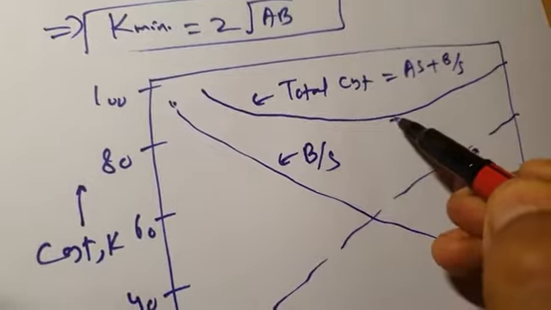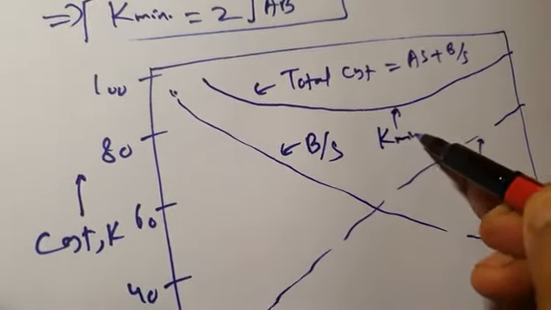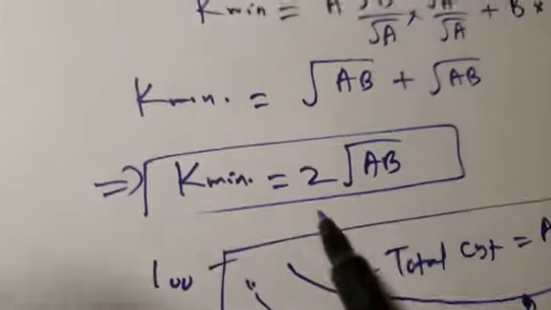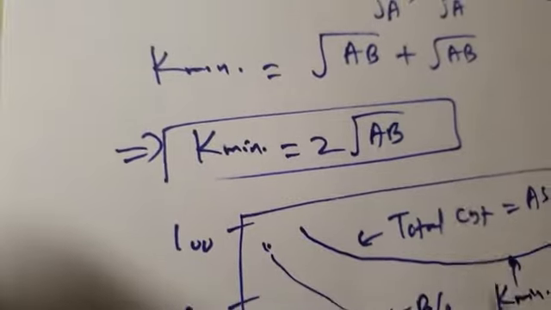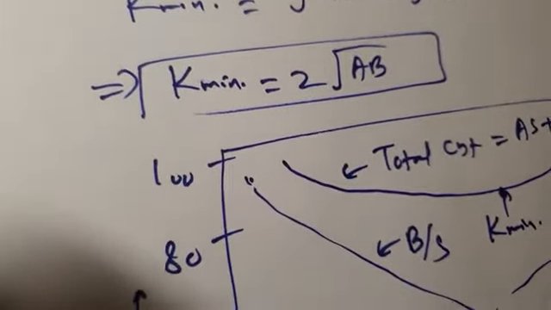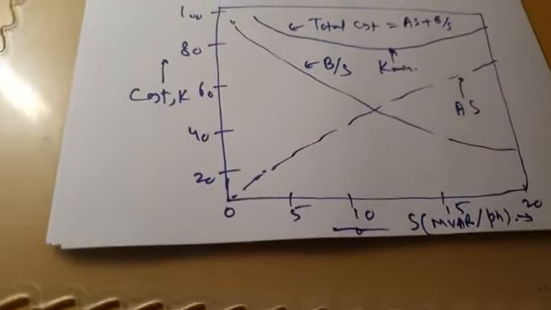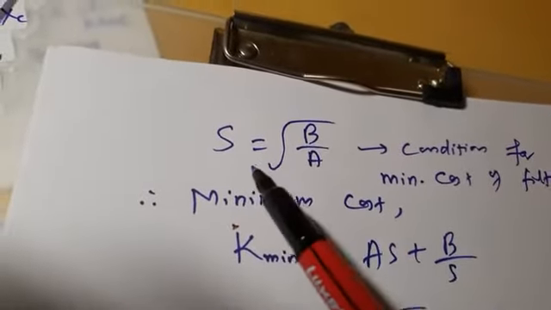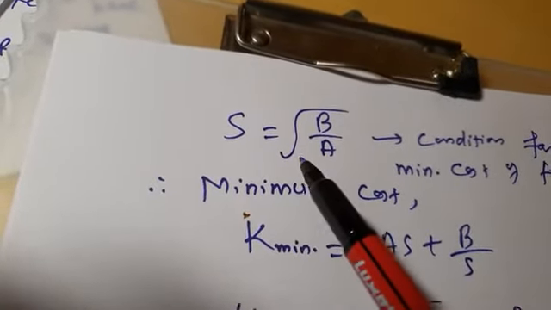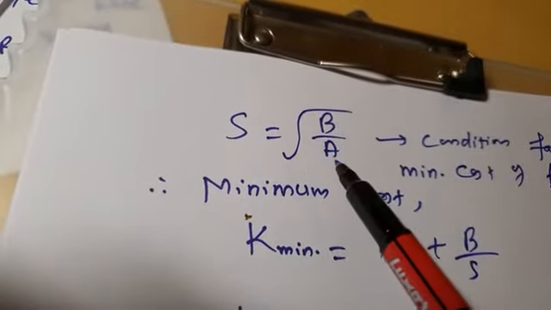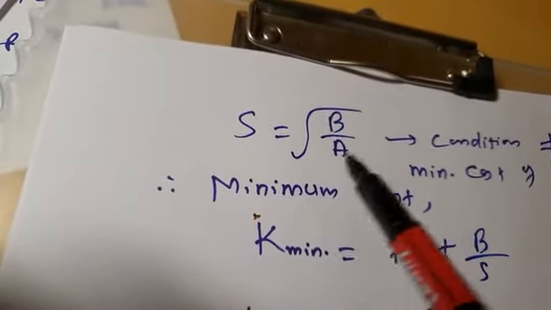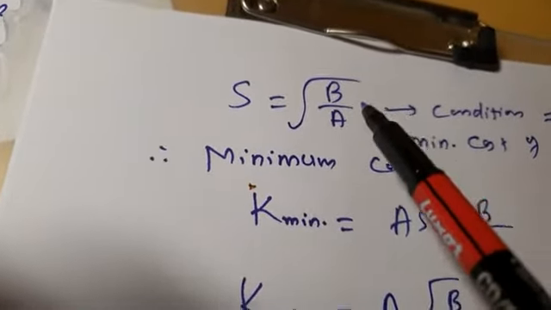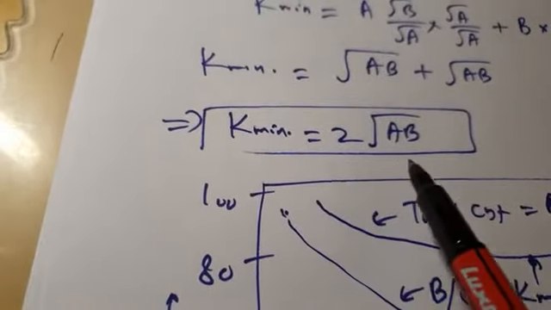And this is the minimum cost, K min. The minima of this curve, the minimum point, is the minimum cost. And what is that minimum cost equal to? That is 2 under root of A into B. So this is how we find the minimum cost of filter. We have already found the condition for minimum cost. The condition is that the total reactive power compensation by your tuned harmonic filter should be under root of B by A. And if your filter generates only this much reactive power, then the cost of filter will be minimum, and the cost will be given by 2 under root of A into B.